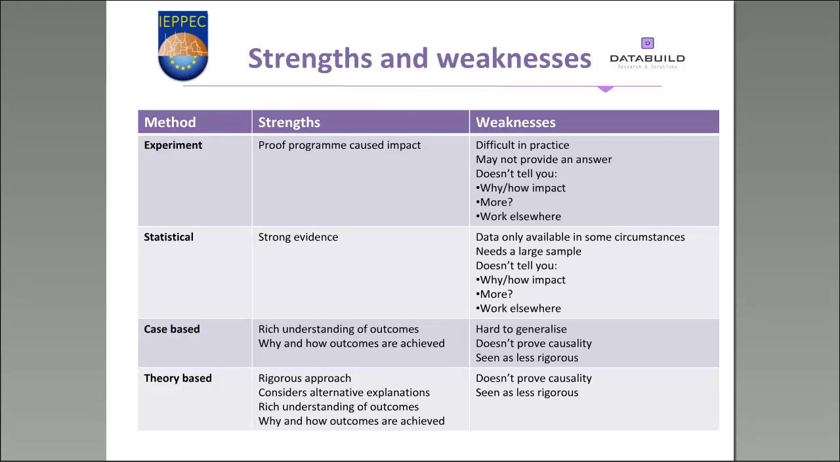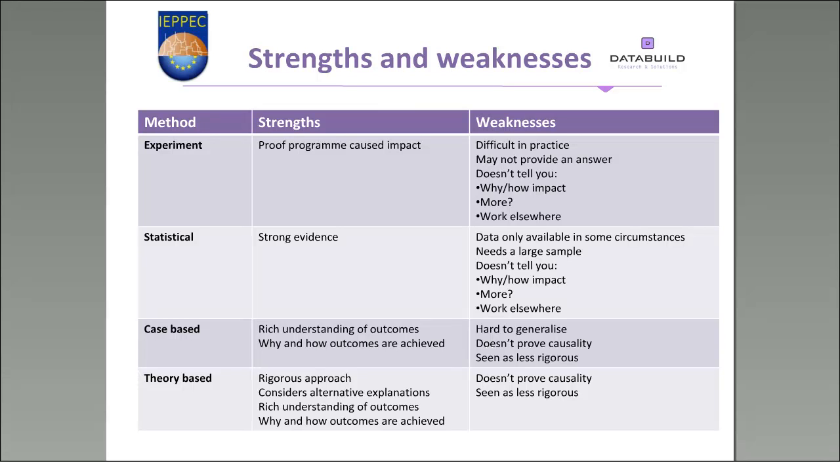Statistical evaluation impact assessment also provides very strong evidence, but it's very hard to get the data in some circumstances, and it needs a large sample. And it has similar problems to the experimental method in the things it doesn't tell you.